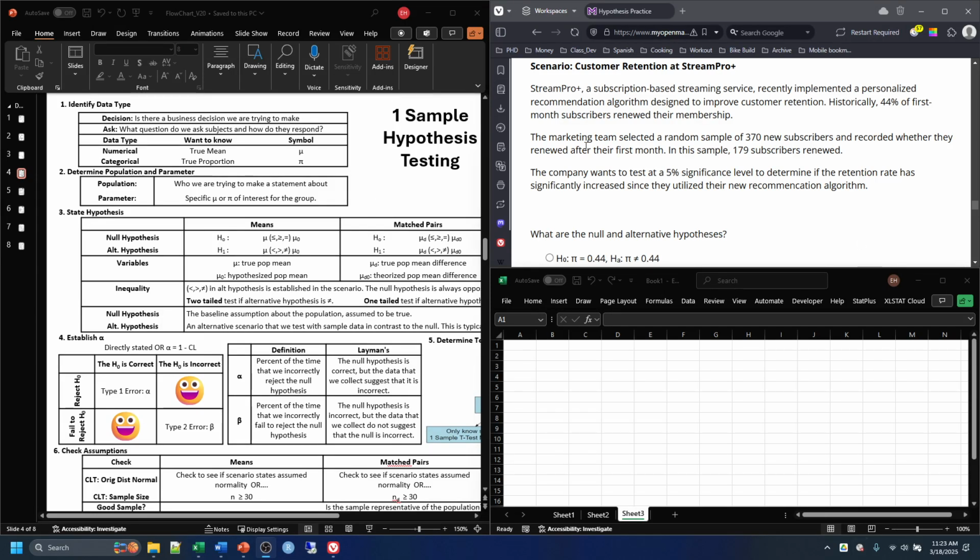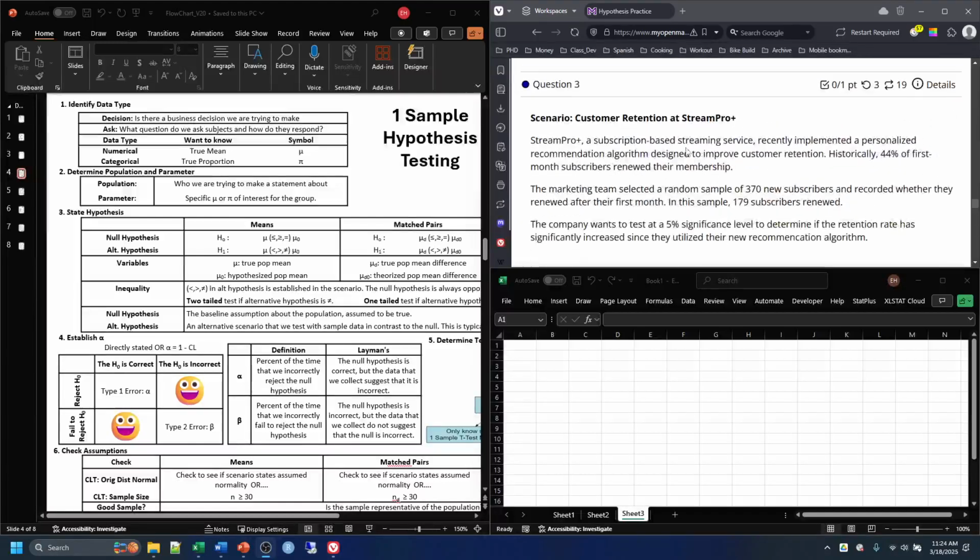In this one, it says, StreamPro Plus, a subscription-based streaming service, recently implemented a personalized recommendation algorithm designed to improve customer retention. Historically, 44% of first-month subscribers renew their membership. The marketing team randomly sampled 370 new subscribers and recorded whether they renewed after their first month. In this sample, 179 subscribers renewed. The company wants to test at the 5% level of significance to determine if the retention rate has significantly increased since they utilized their new recommendation algorithm. Okay, so let's jump in and take a look at what we've got.